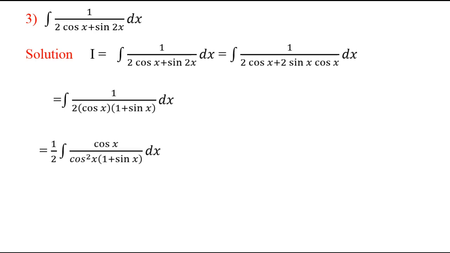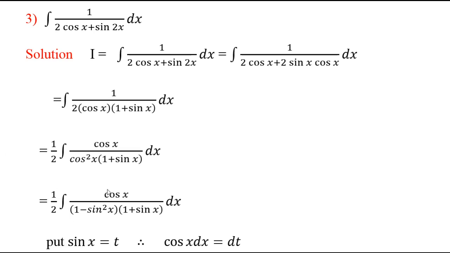In the denominator we have one cos x, that will get converted into cos square x, and I can read cos square x as 1 minus sin square x, which can be factorized as 1 minus sin x into 1 plus sin x. So everything in the denominator will be in terms of sin x, and in the numerator I have cos x.